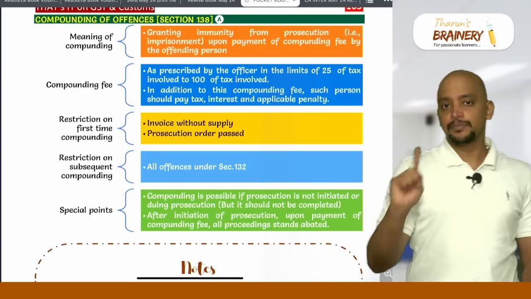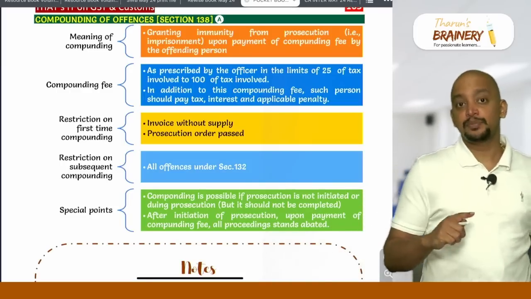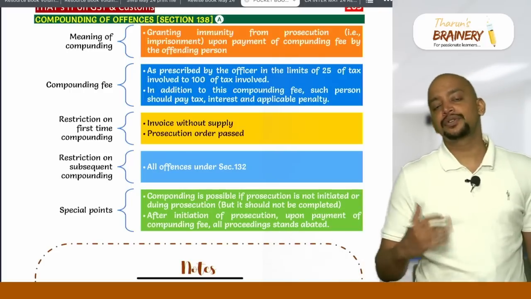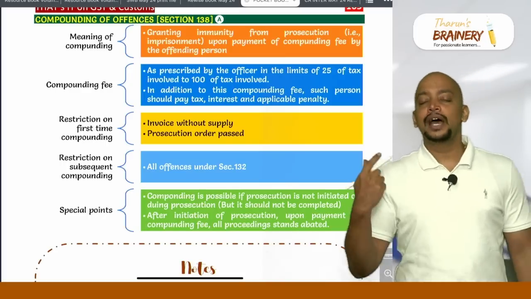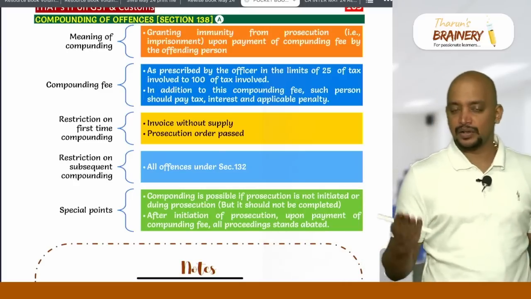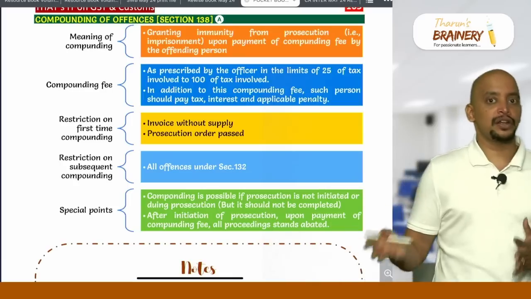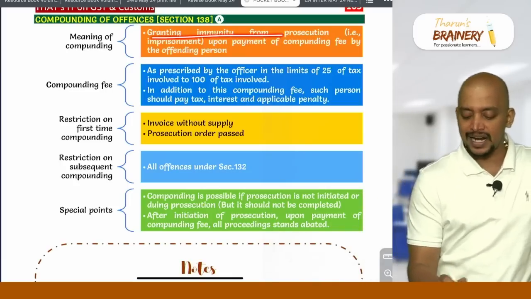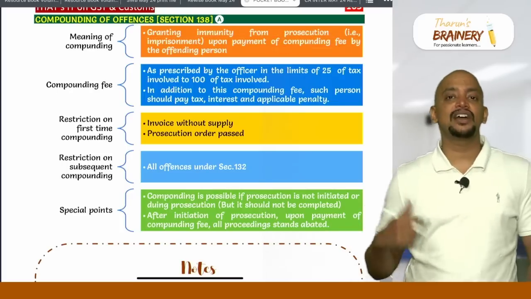So, whenever there is an imprisonment, the imprisonment order will be passed by the court. Before the imprisonment order is passed, we can request the officer to grant immunity from prosecution, so that the officer will withdraw the case from the court and no imprisonment will be passed. But the moment the imprisonment order is passed, the case cannot be withdrawn, so we cannot get the compounding of offences. Basically, compounding means granting immunity from prosecution upon payment of a compounding fee by the offending person.